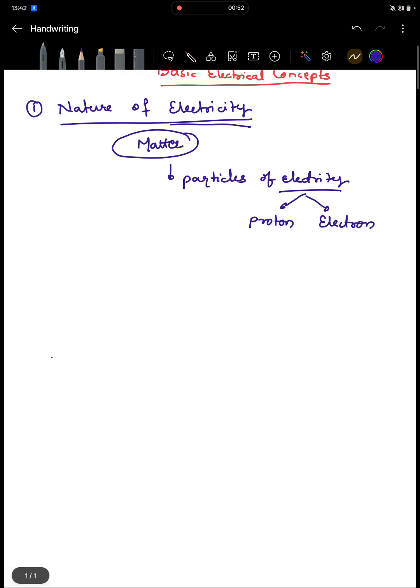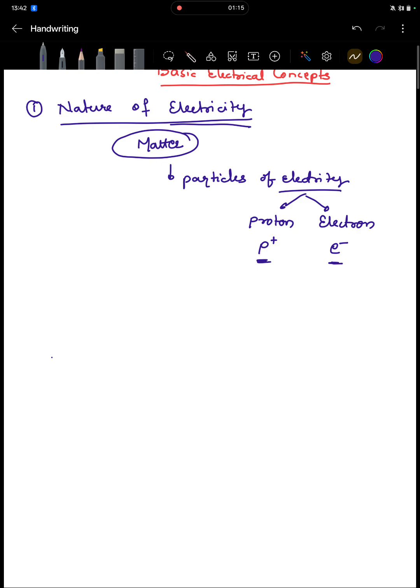A proton has all positive charges, so it is called a proton, and the electron is represented by small e, and it has all negative charges, so it is called an electron. The positive charge on the proton is equal to the negative charge on the electron.